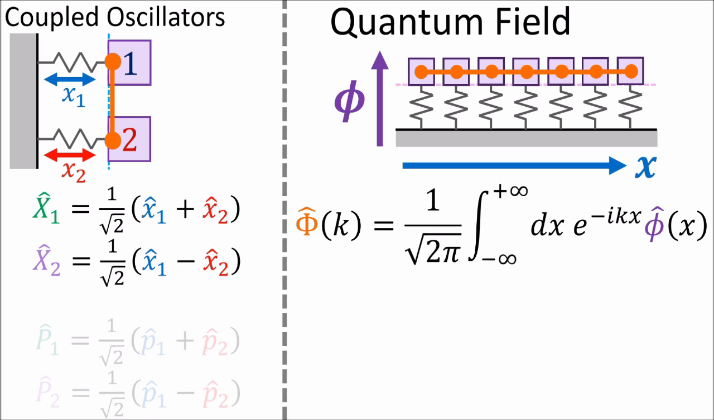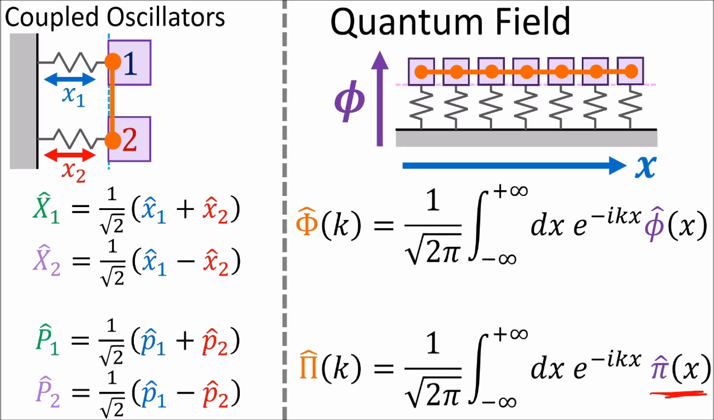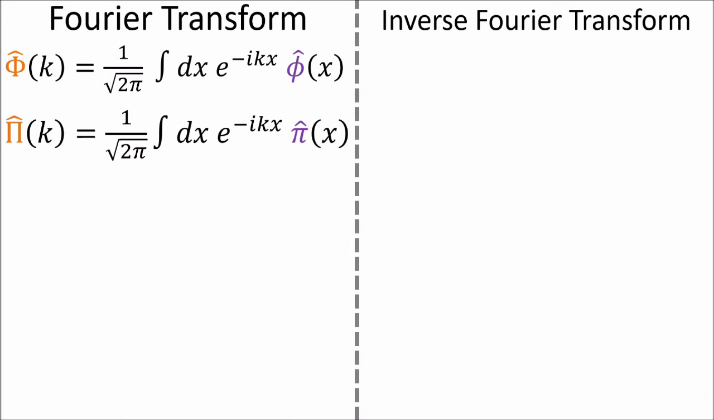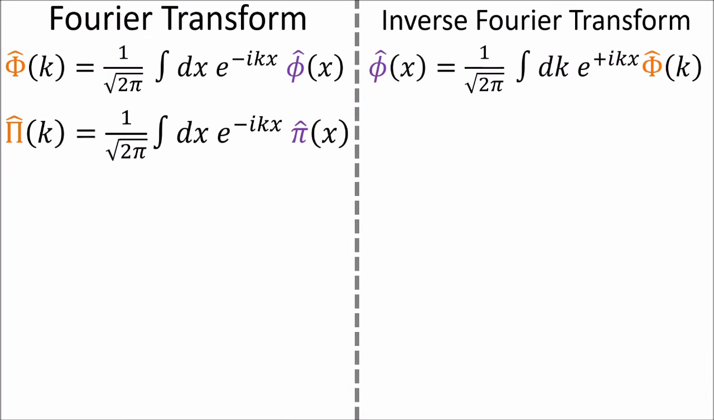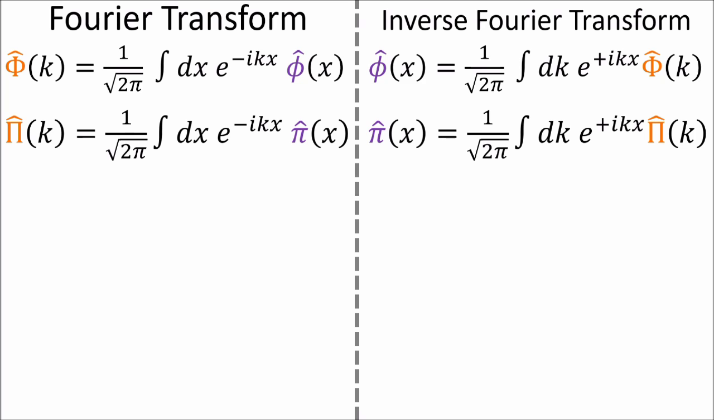We can use a similar Fourier transform formula for the pi momentum operators to get the big pi operator, which is the field momentum operator for the normal mode with wave number k. We can also get the inverse formulas that change from big phi and big pi back to phi and pi. These inverse transformations have opposite signs on the exponentials. Also, in the convention I'm using, both of these Fourier formulas have a factor of 1 over the square root of 2 pi in front.